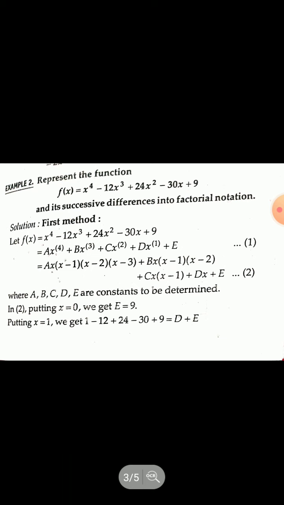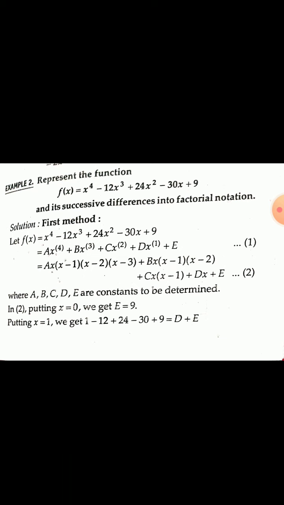Now this is another example. We have to represent the function f(x) equal to x to the power 4 minus 12x cube plus 24x square minus 30x plus 9 and its differences into factorial notation.